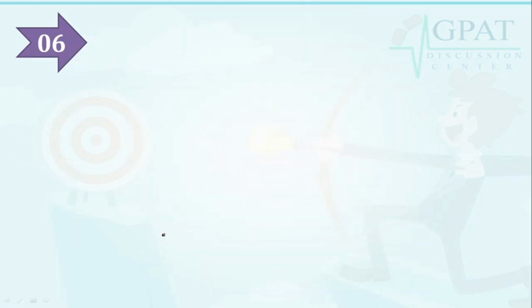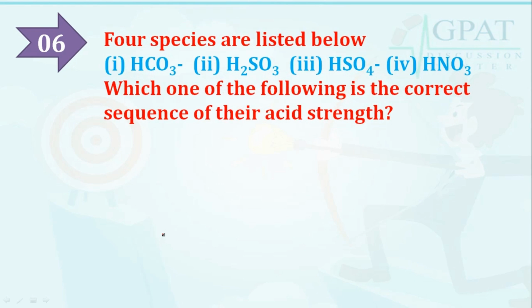Next question, question number 6. 4 species are listed below: HCO3-, H2SO3, HSO4-, HNO3. So, which one of the following is the correct sequence of their acid strength? These are the 4 acids. You have to find out the strength of their acidity.